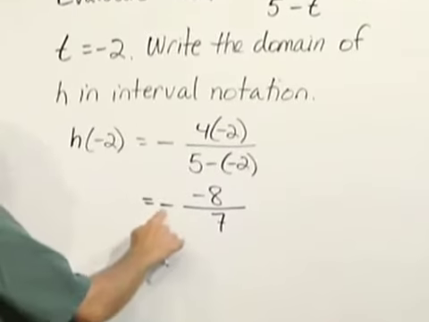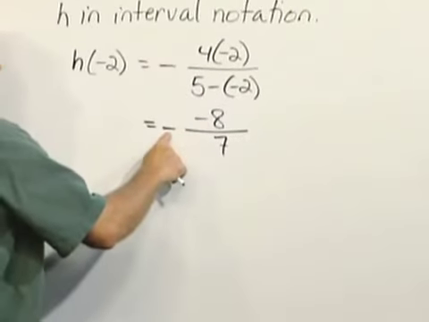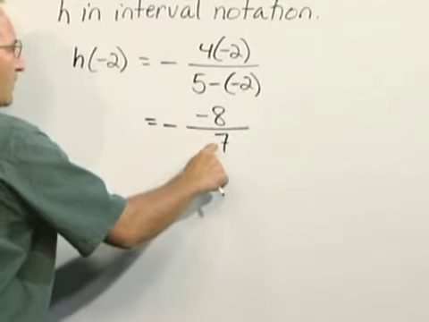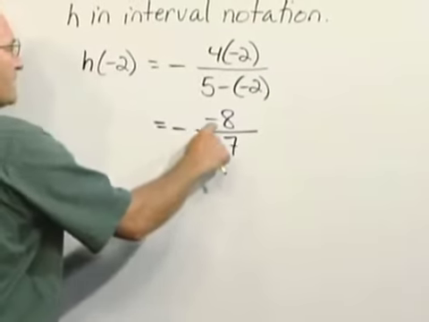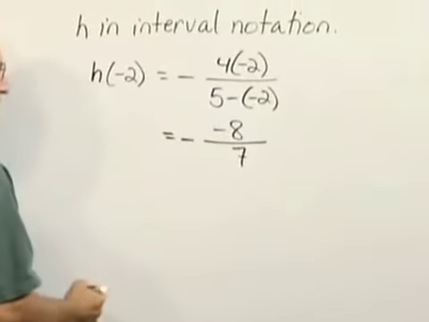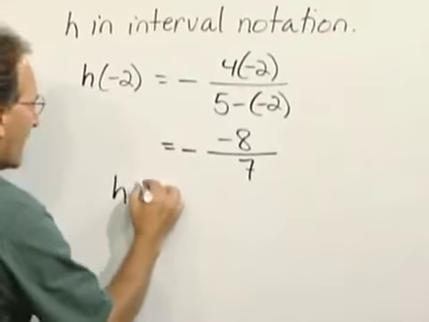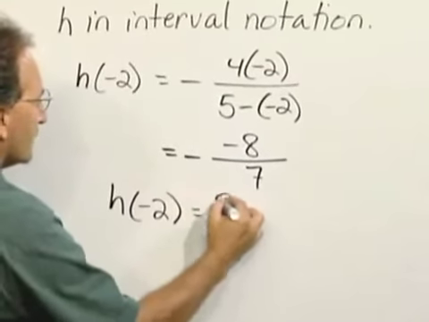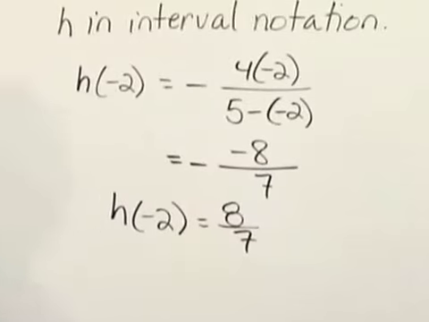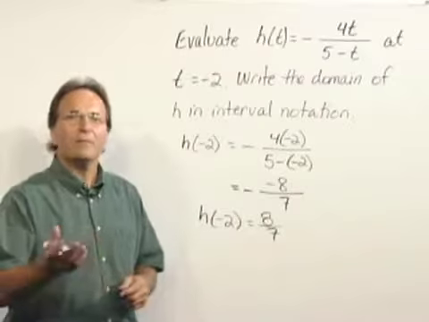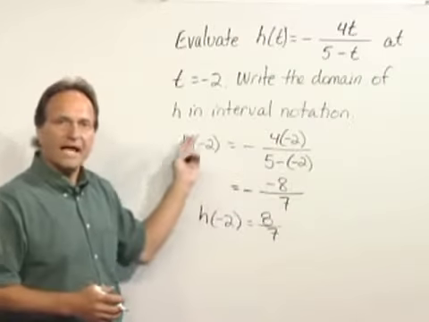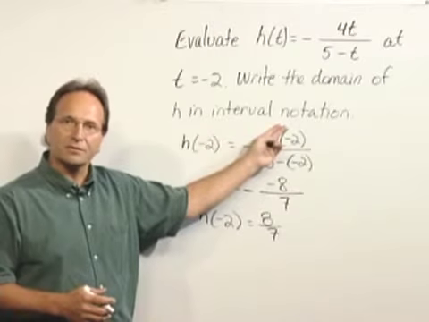And then finally, we have, again, the opposite of negative 8 over 7. The opposite of negative 8 over 7 would be positive 8 over 7. So h of negative 2 equals 8 sevenths. So now we want to find the domain of h and write it in interval notation.